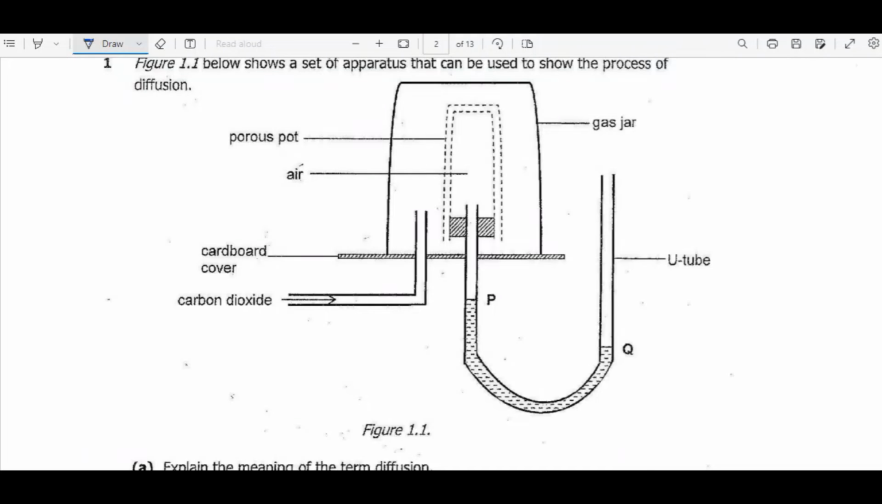In this video, we're going to go over Science Paper 2 for the year 2014. Now we have our first question. Figure 1.1 below shows a setup of apparatus that can be used to show the process of diffusion. If you look at this setup here, we have carbon dioxide, which is being allowed into this gas jar. Then we have the liquid under level P and also level Q.